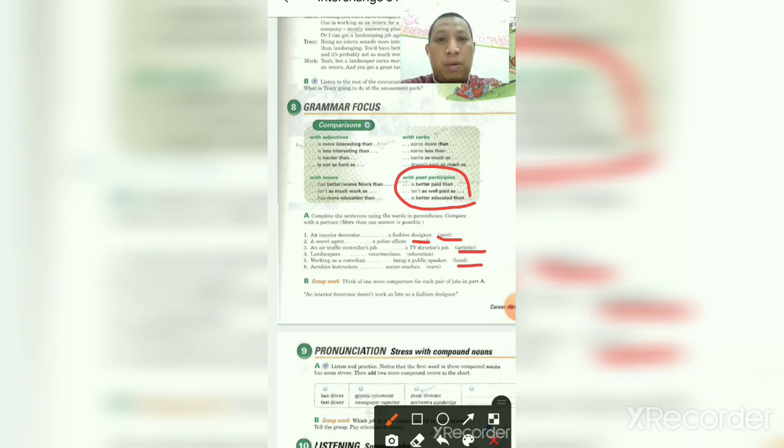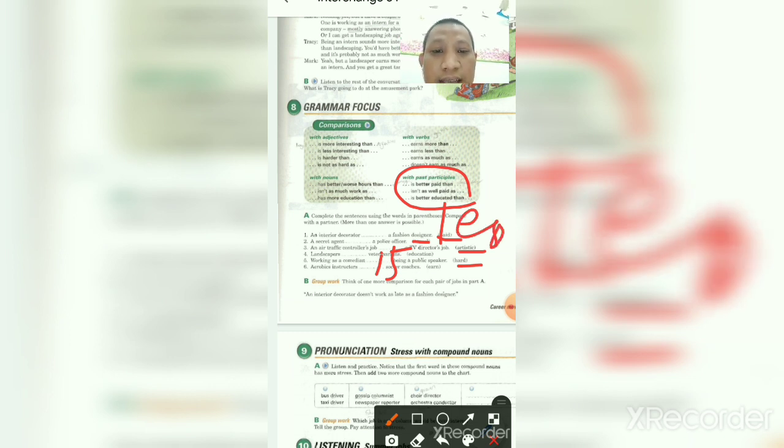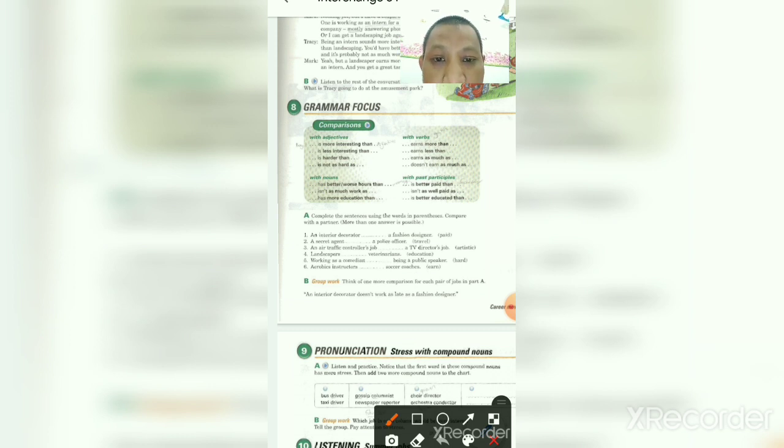An air traffic controller's job is the conventional type that does usual activities every day. An air traffic controller job, a TV director's job, artistic. So how do we answer this? The answer should be like this: an air traffic controller's job is less artistic than a TV director's job.